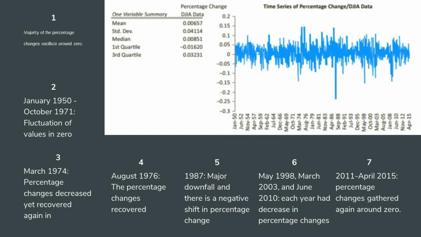As given in the summary measures, the mean and median are close to 0, making them slightly positive at about 0.66% and 0.85%. Also, the first quartile shows that 25% of the percentage changes are lower than negative 1.62%. And lastly, the third quartile shows that 75% have been lower than 3.23%.